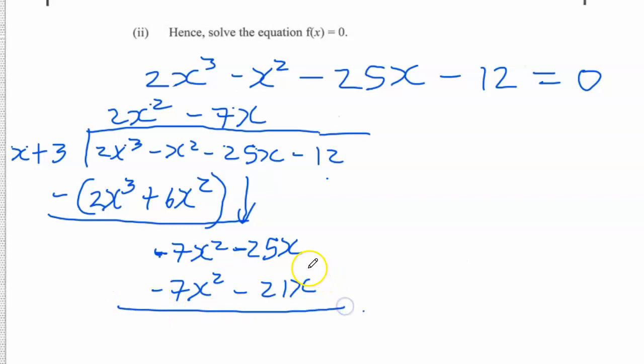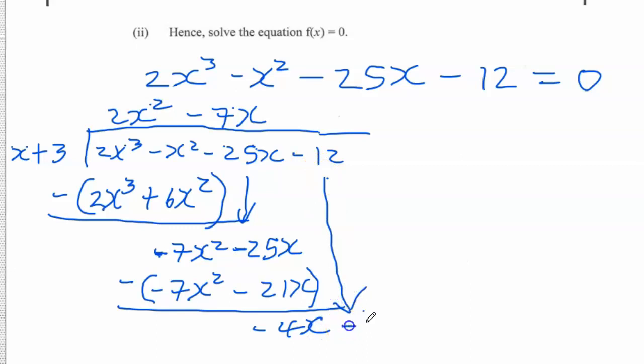21x. And we subtract term above, subtract term below, so minus 7x squared, minus 7x squared, end up with minus 7. Double negative gives a positive, so that's minus 7x squared plus 7x squared, which is 0. And then we have minus 25x minus 21x, so it's minus 25x plus 21x, that's minus 4x. Bring down this minus 12.